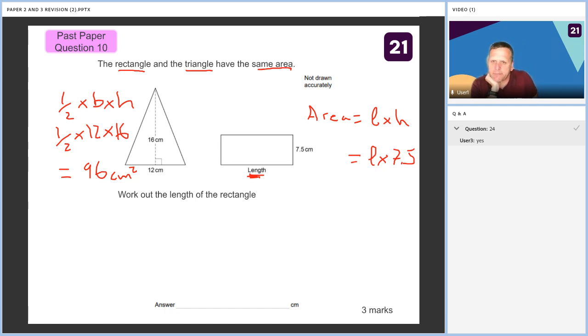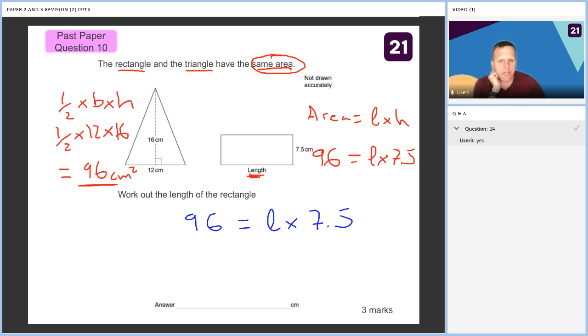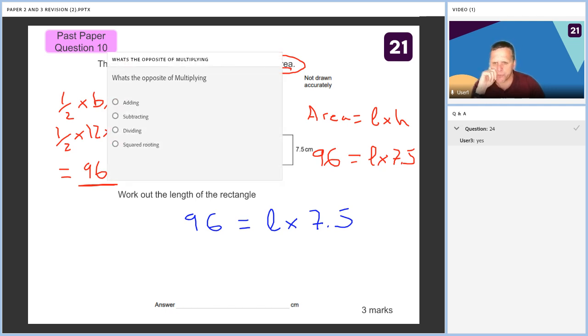This is where we're going to go back up here. And we were told that they are the same area. We've already calculated the area of the triangle, so I now know my area of my rectangle is 96. Okay, so we can take that down here. 96 equals length times 7.5. So we've got ourselves a little equation. How are we going to get rid of times by 7.5? What is the opposite of times in by 7.5? So what's the opposite of times in or multiplying?